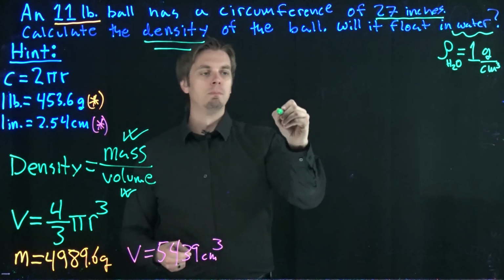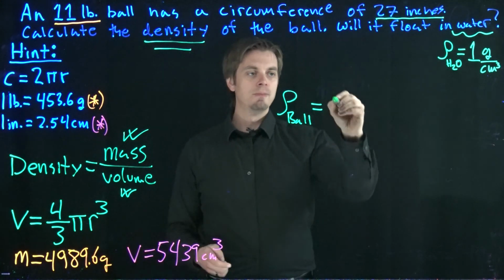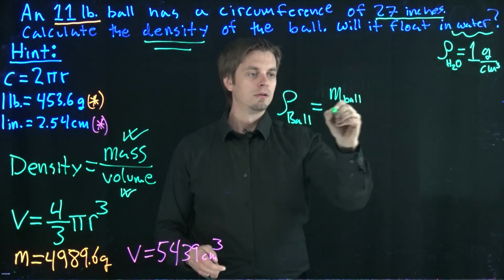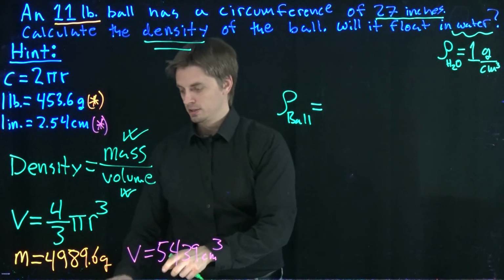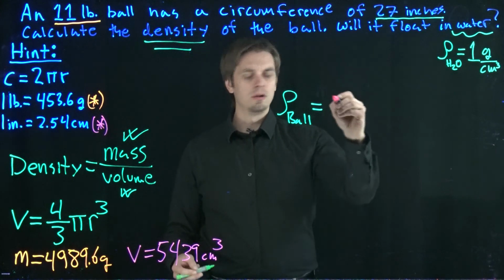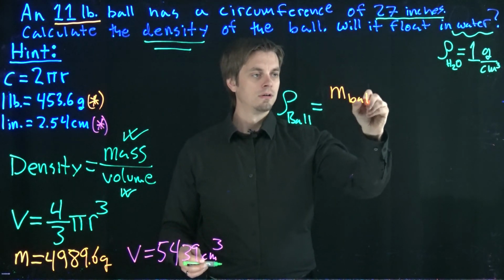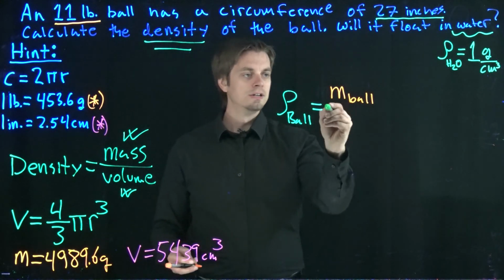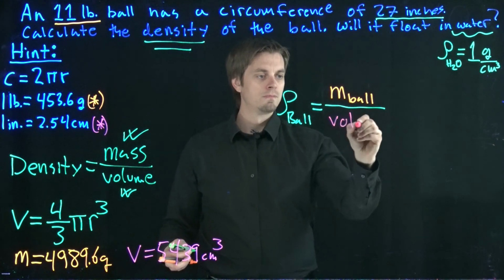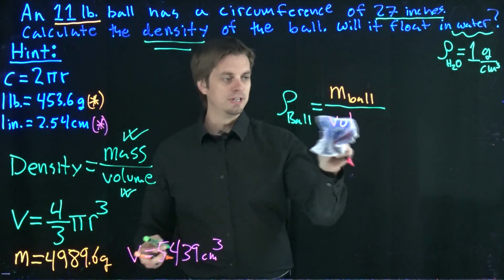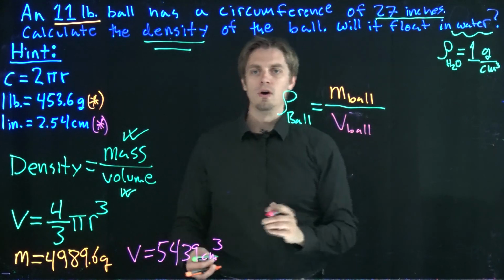So the density of the ball now is going to be the mass of the ball, which I actually gave you in pink here. It's going to be the mass of the ball, and I'll make that orange, divided by the volume of the ball. We'll put a big V on that one. Volume of the ball, okay?